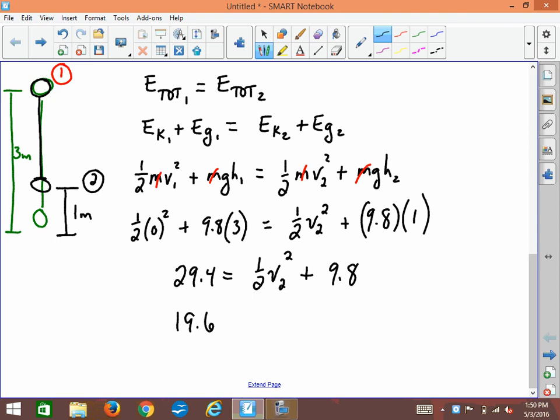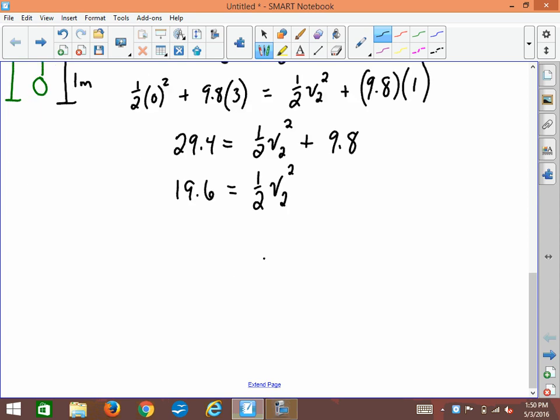Correct me if I make a math error here. Oh no, isn't it 18? No, it's 19, that's right. V2 squared. Multiply both sides by 2. Don't make the mistake of dividing both sides by 2 when you see that half there. You either want to divide by a half on both sides or multiply both sides by 2, double them, right?